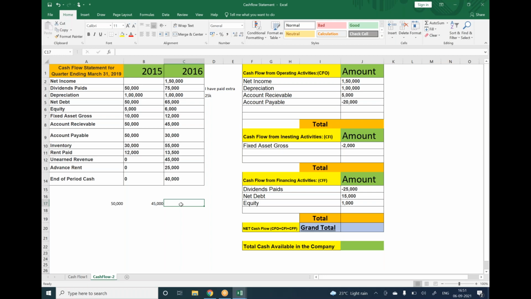Next year, if my account receivable is say 35,000, now it's not magic. 50 it was, then it became 45. Now in this year it became 35,000. How did it reduce? Because someone would have paid me 10,000. So that year I will use plus 10,000. Hope I was able to convince you.